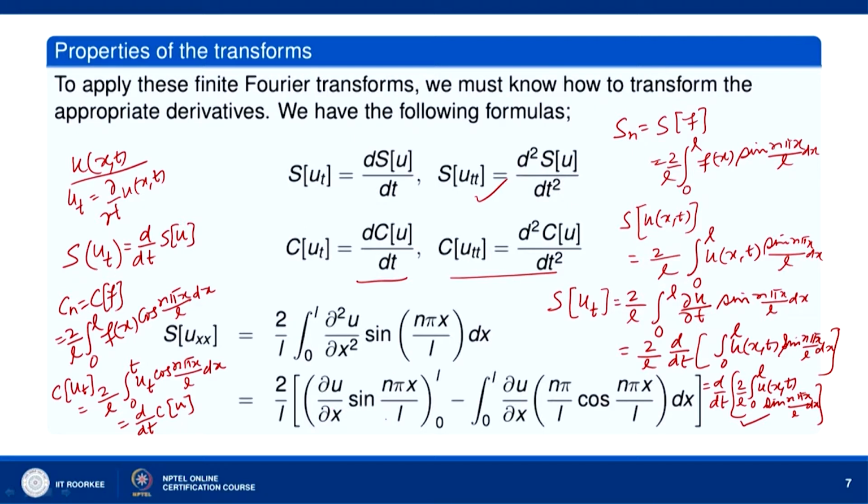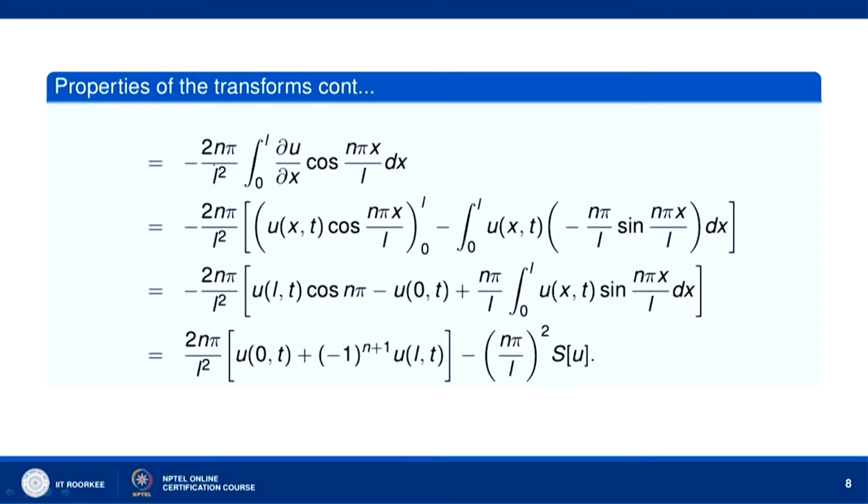So, this part becomes 0, and therefore we have minus 2 over L. So, minus 2 n pi over L square, integral 0 to L of u x cos n pi x over L dx. Again we integrate by parts.